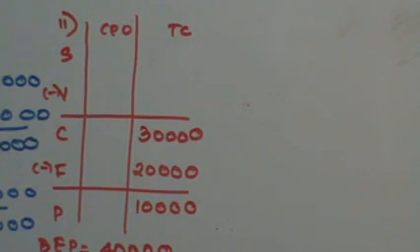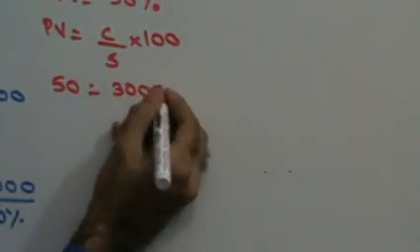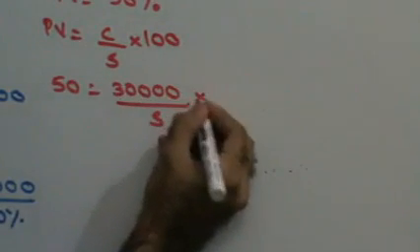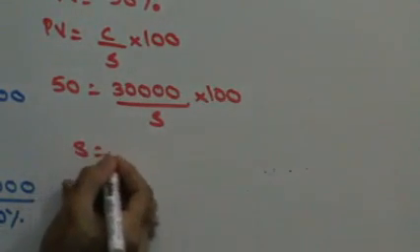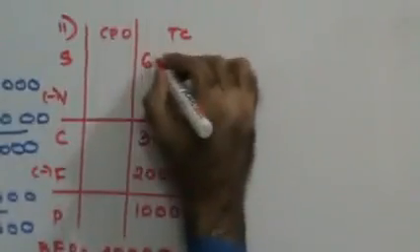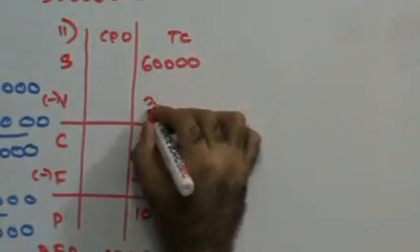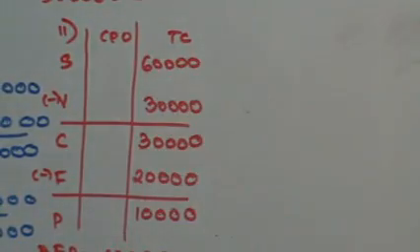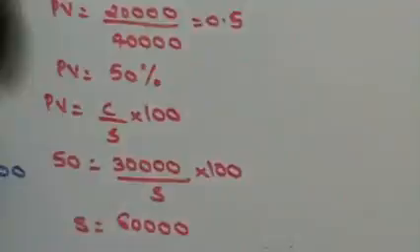Then I can use the formula PV is C upon S into 100. 50 is C, 30,000 upon S into 100. So S is going to be 60,000. Sales is going to be 60,000 and variable cost is going to be 30,000. That finishes that sum. Next, let's see another sum. Question number 26.